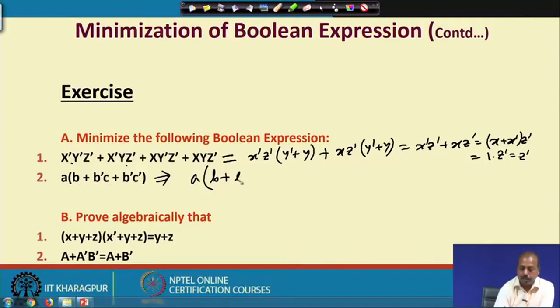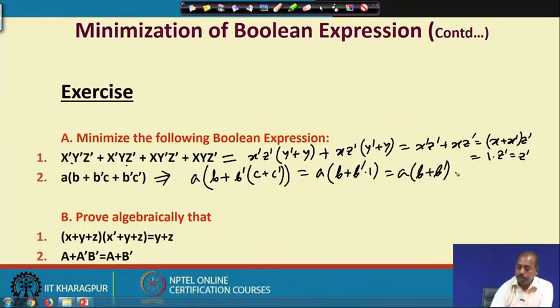So, you can take b bar common. So, you get inside it c bar c plus c bar, and then this c plus c bar is equal to 1. So, a into b plus b bar into 1, that is a into b plus b bar. So, b plus b bar is again equal to 1. So, you get a. This way you can simplify the Boolean expression.